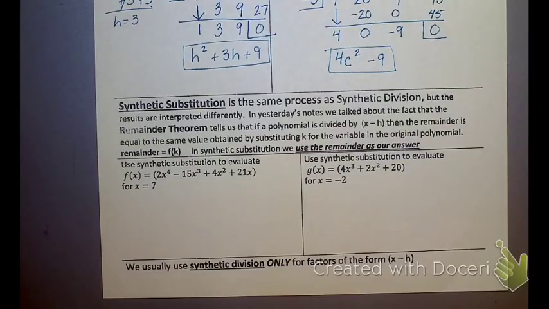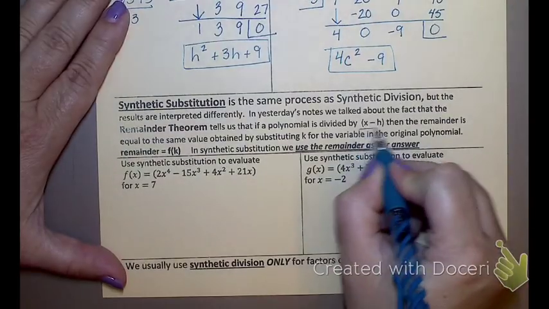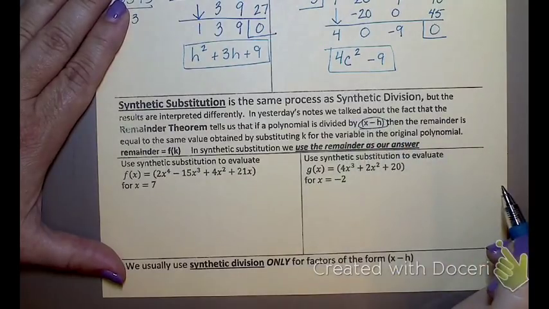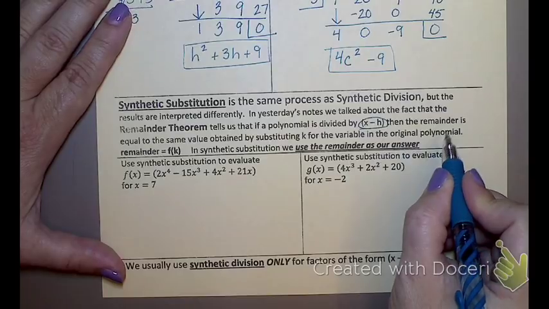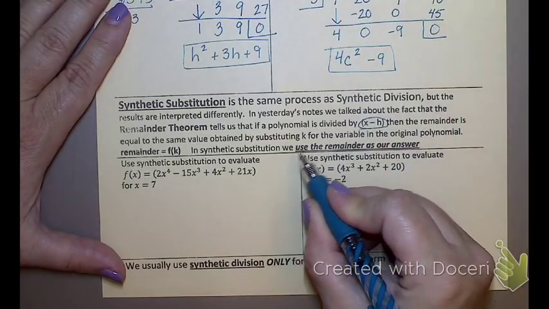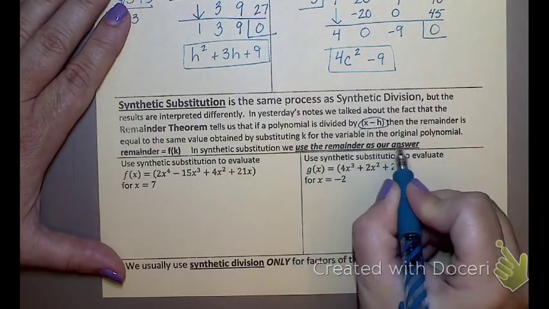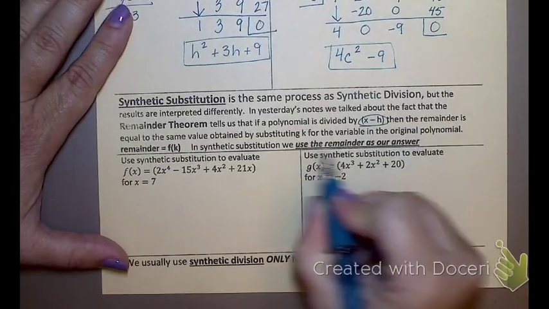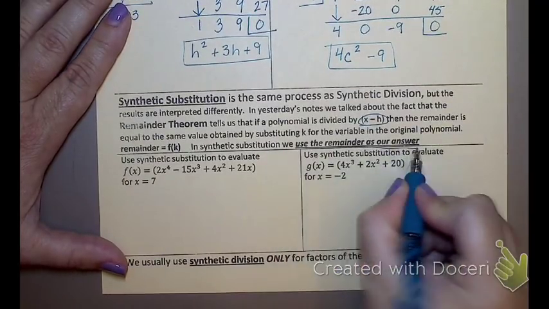However, the results are interpreted differently. In yesterday's notes, we talked about the fact that the remainder theorem tells us that if a polynomial is divided by a binomial of degree 1 with leading coefficient 1, then the remainder is equal to the same value obtained by substituting k in for the variable. In synthetic substitution, we use the remainder as our answer.